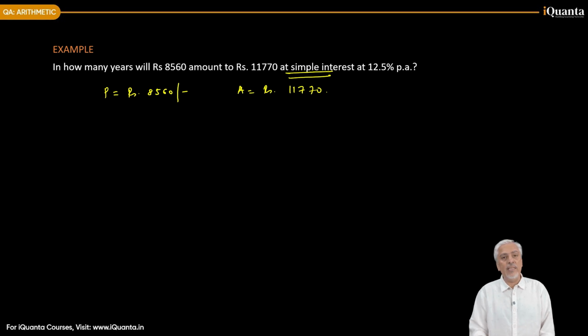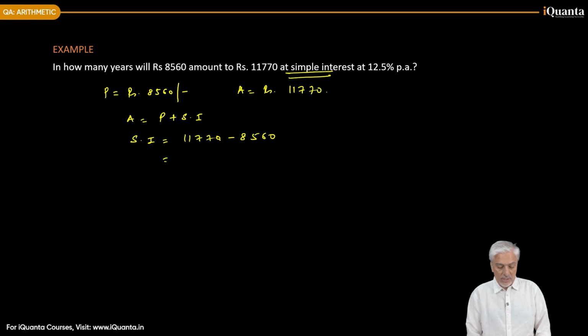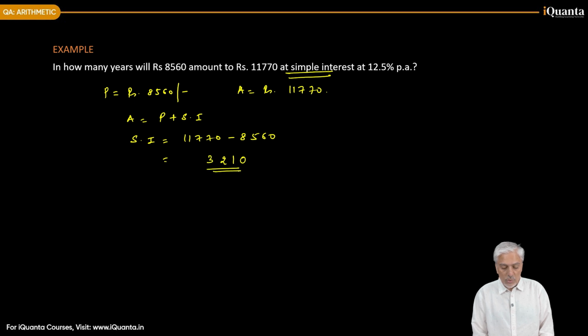So what will be, first of all, the simple interest earned? We know this formula that amount is principal plus simple interest. So simple interest will become amount minus principal. So 11770 minus 8560. Let's do this calculation. 0, 7 minus 6 is 1, 7 minus 5 is 2, 11 minus 8 is 3. So 3210 is my simple interest earned. We want to calculate the number of years. Okay, let's do that calculation.